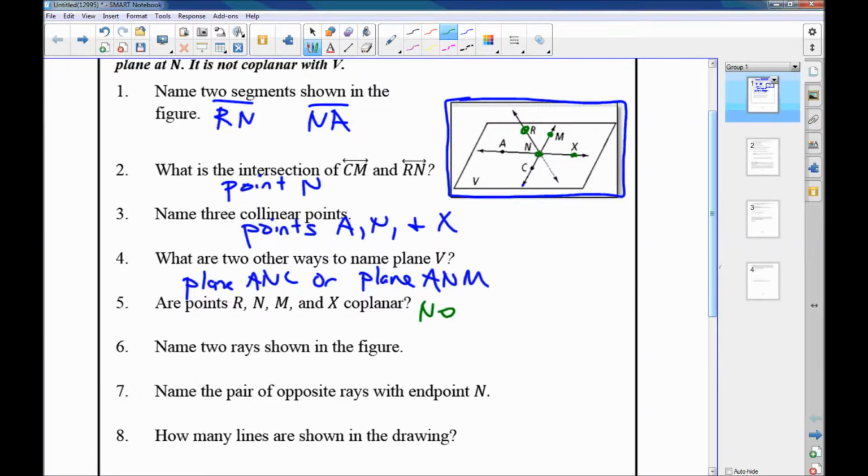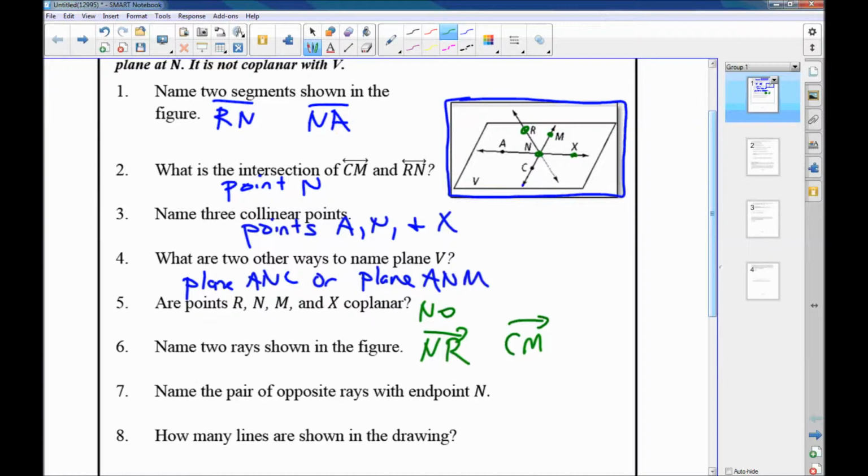Name two rays shown in the figure. So pick an endpoint and go in either direction. So I'll go with NR. Start at N and go to R. And I could also go with CM. There are a whole bunch more. Okay, so you could have different answers for these. Just make sure you have an endpoint, and then when we go out the other direction, there's an arrow in that way.